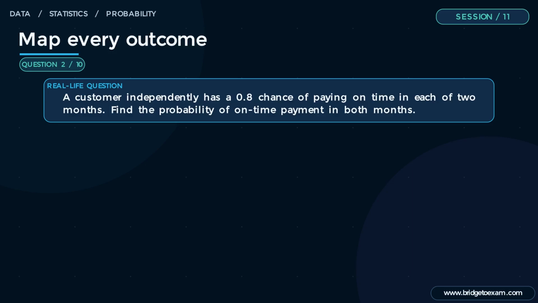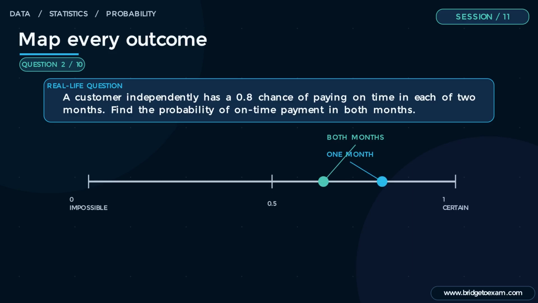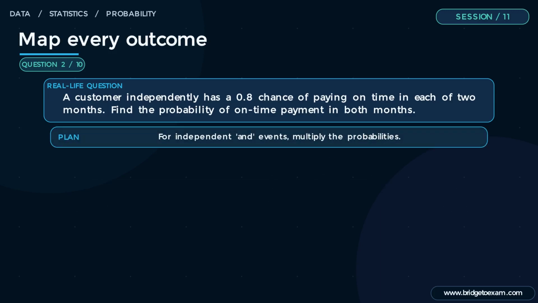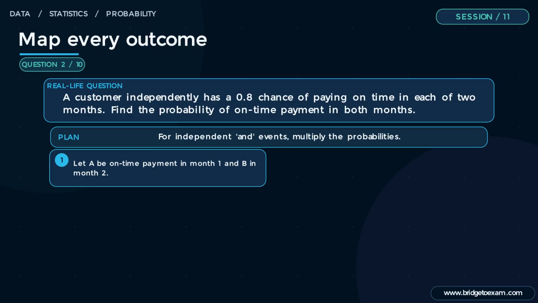Example 2. A customer independently has a 0.8 chance of paying on time in each of 2 months. Find the probability of on-time payment in both months. The probability scale locates the result between impossible and certain. Plan. For independent "and" events, multiply the probabilities. Step 1. Let A be on-time payment in month 1 and B in month 2.